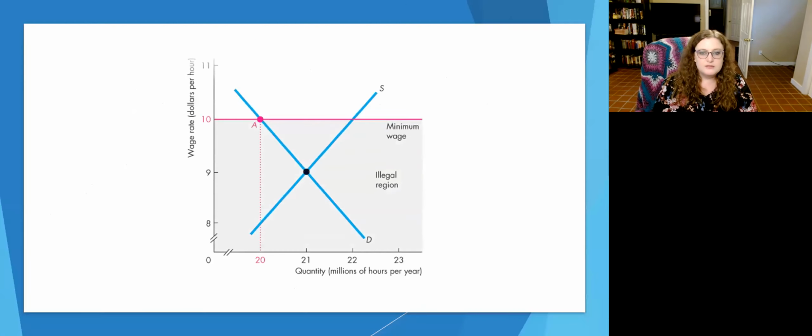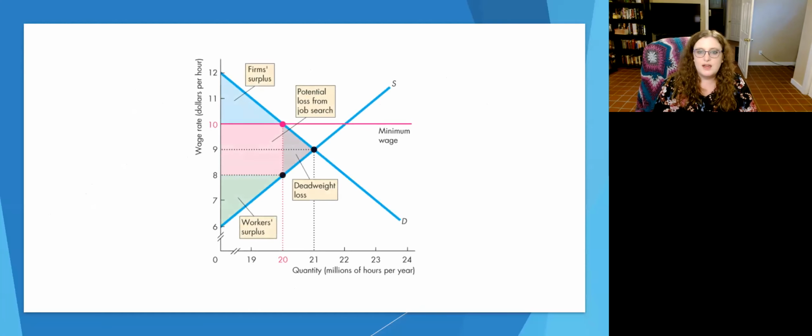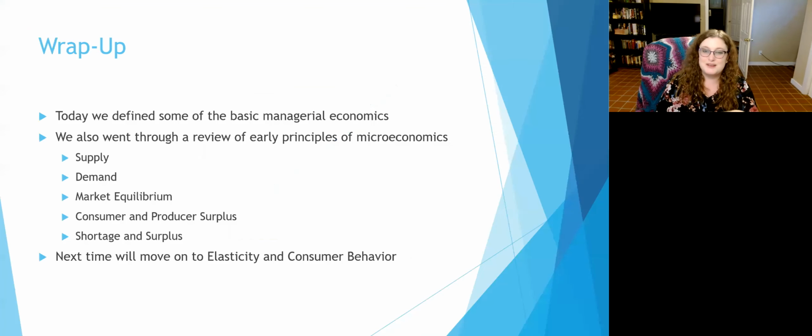So again, in this one, I give you some nice graphs in case you want to look at it and go through this information. I also give you another graph in case my handwriting is terrible, where you can see the deadweight loss, the firm surplus, which is considered just our consumer surplus, the worker surplus, which is our producer surplus, and the potential loss from the job search activities, all that extra amount of money that you're spending getting the job to begin with.